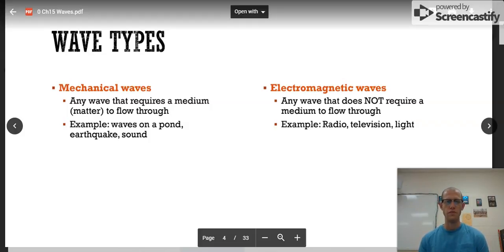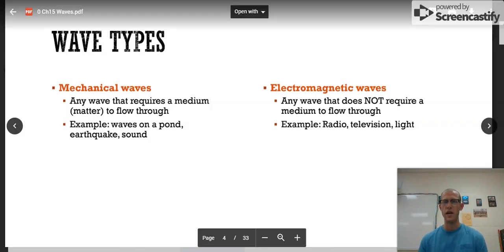For example, waves on a pond, earthquakes, sound. Sound is a mechanical wave because you need air to vibrate. In space, there is no sound because there is no air. The waves can't travel through anything. So those are mechanical waves. They need matter to flow through.